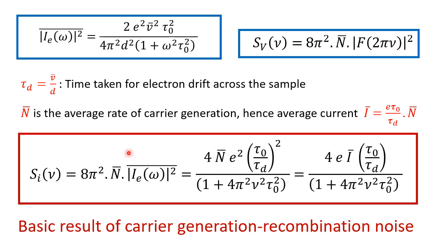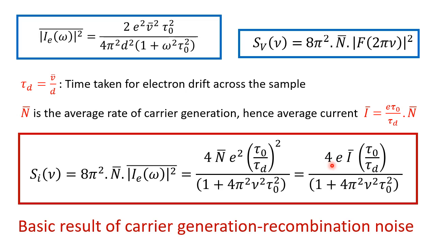So keeping that in mind, I can rewrite my spectral density function in the following form. There was a 2 here, there is a 4 pi square hanging around there that takes care of this 8 pi square, and what you are left with is a factor of 4 here, and there is n bar e square. The tau naught by tau d is coming from both the original thing, and you see that I can pick out one of these fractions, e times tau naught by tau d, and put it together with n bar, and I can replace that with my average current. This is what we have already seen.